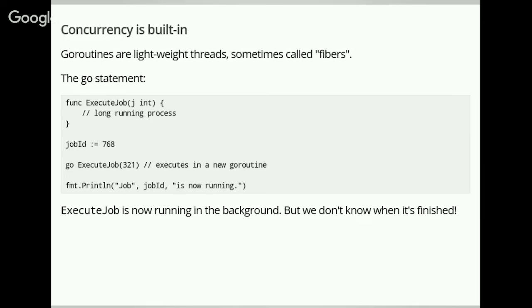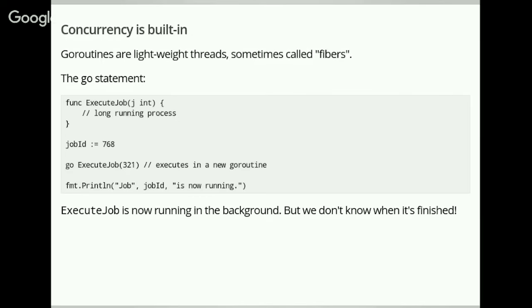So here I have this function execute job, which takes a job ID, which is an int. And it takes a long time to complete this job, right? It's going to be spinning for, I don't know, 5 minutes or something. So I have this job ID, 768, and I'm just going to call go execute job with another ID. I don't know why I did that, sorry. But whatever, it executes in parallel. So it's spinning in the background. I'm just going to print, OK, job is now running. And whatever happens after that, we don't care.